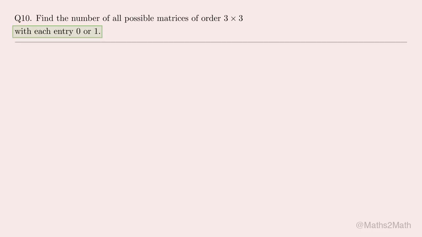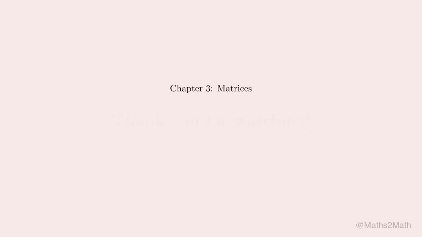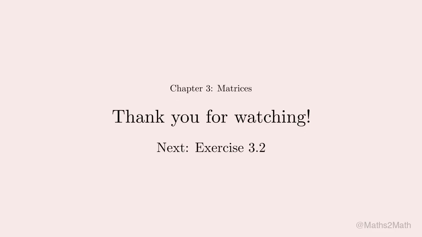The final question, a counting one. Every cell of a 3 by 3 grid independently holds a 0 or a 1. There are 9 cells, each with 2 independent choices. 2 to the 9 is 512. That completes exercise 3.1. That completes all 10 questions of exercise 3.1. In the next video, we will take up exercise 3.2 on operations with matrices.